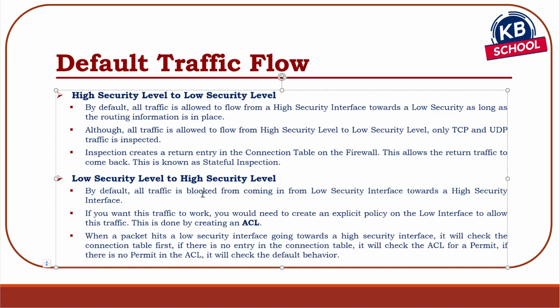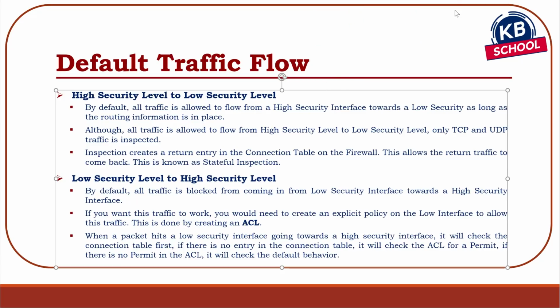This is done. How about low to high? By default, all traffic is blocked from coming in from low to high. We talked about that. You can make that exception by explicitly creating an ACL and applying it to your interface to allow traffic from low to high. And not only that, if your packet comes as return traffic, it first checks the connection table. If the connection table doesn't have it, it checks the ACL. If the ACL doesn't have it, it checks the security levels. And if none of them have it, it's going to block it.